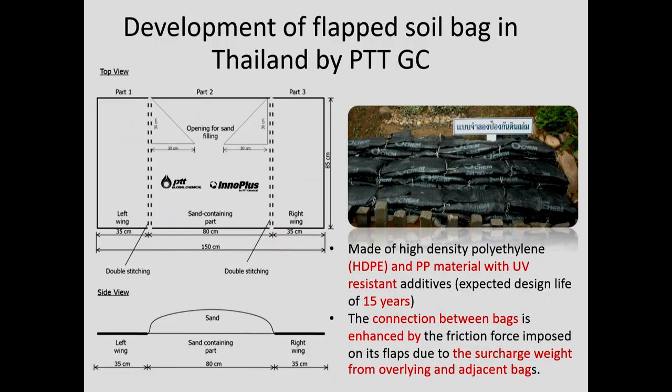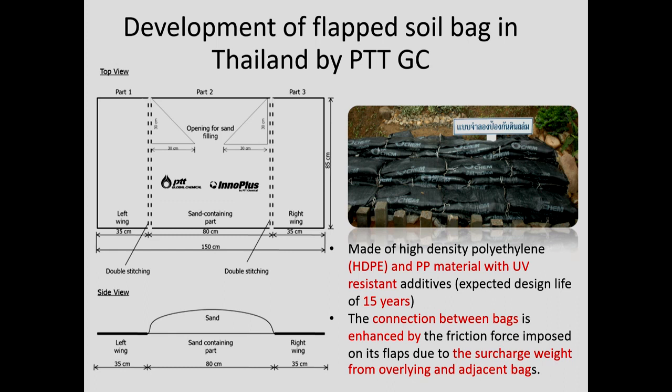So which means that we cannot rely on the plants alone, but we need structures that are more environmentally friendly, low cost and appropriate technologies. So one of the ways that we use is what we call flap soil bags. And flap soil bags in Thailand were made of HDPE mixed with PP material. We added UV resistant material, so with an expected design life of more than 15 years.